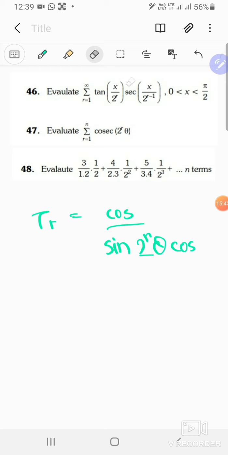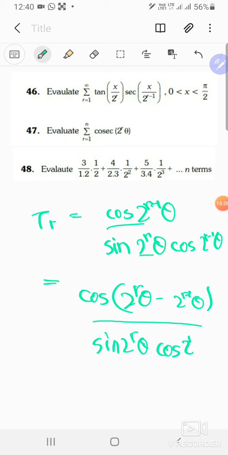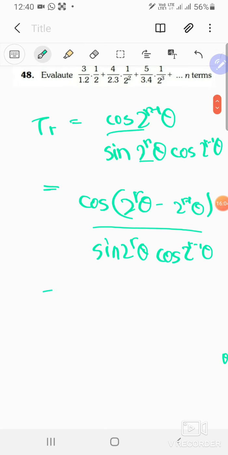So cosine of 2 power r minus 1 theta, and then 2 power r minus 1 theta. Okay, cool. So now I can write it as cosine of 2 power r theta minus 2 power r minus 1 theta, upon sine of 2 power r theta. Yeah, it's almost the conventional, traditional way of doing it, but I don't think there's any elegant solution to this now.